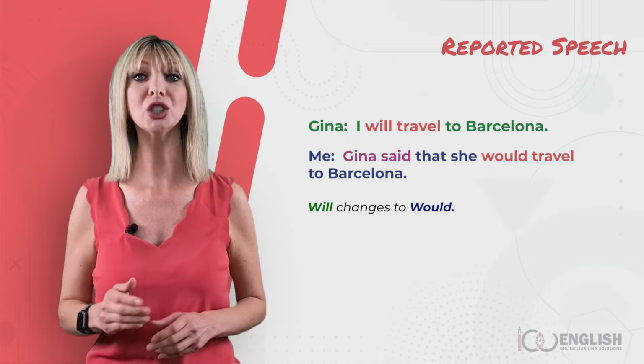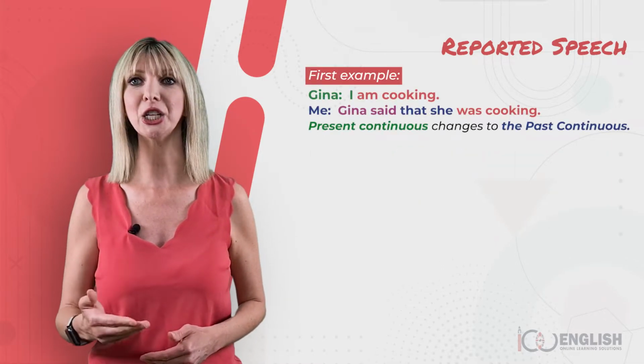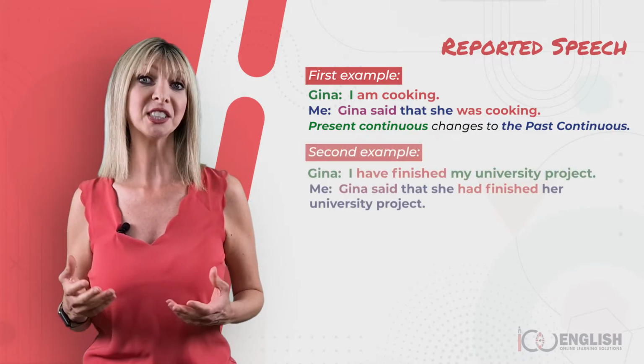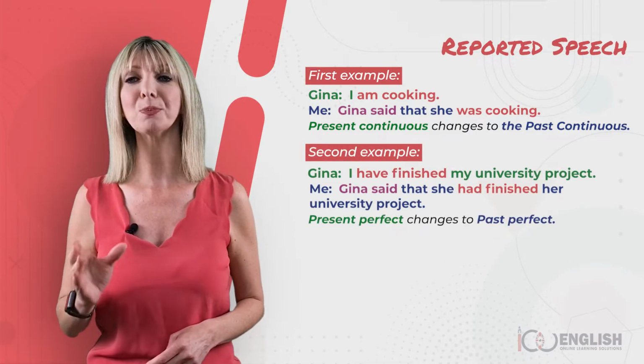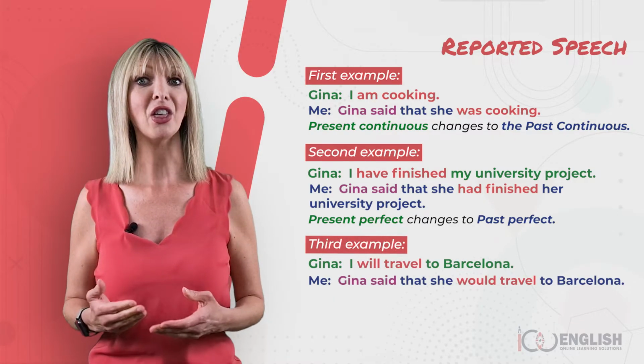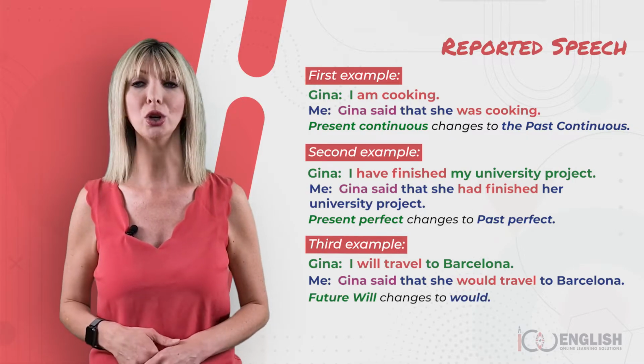Will changes to would. In the first example, the present continuous changes to the past continuous. In the second example, the present perfect changes to the past perfect. In the third example, future will changes to would.